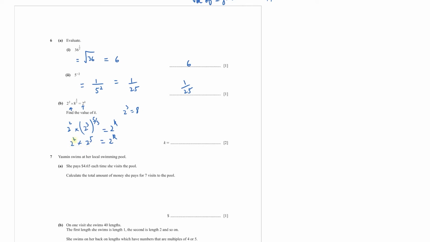Now I'm multiplying these 2 power 2 with 2 power 5. So the base is the same, so I'll just add the powers. So 5 plus 2 will be 7. So 2 power 7 is 2 power k. Now from this I straight away get k equals 7 because the base is the same and I can directly compare the powers. So k is 7.